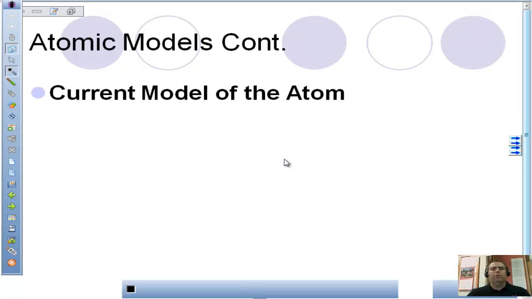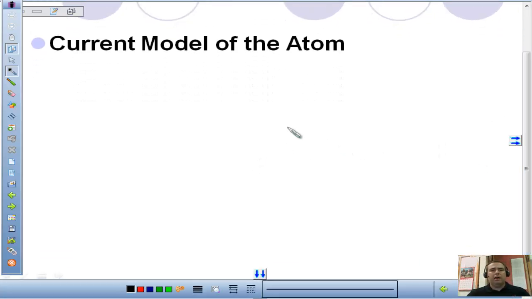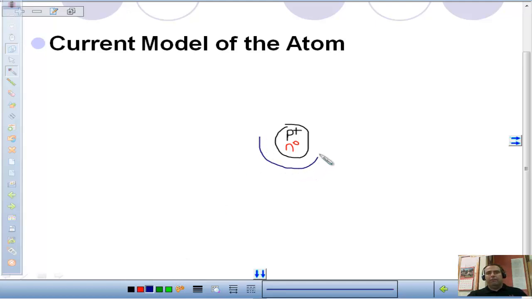So that brings us to our current atomic model. Our current atomic model has a center of the atom. And the center of the atom is going to have your protons. Now we'll get to the symbols in just a little bit, but the P positive, that is going to be my proton. Also in the center of that atom is going to be your neutron, and that's going to be represented by N0.